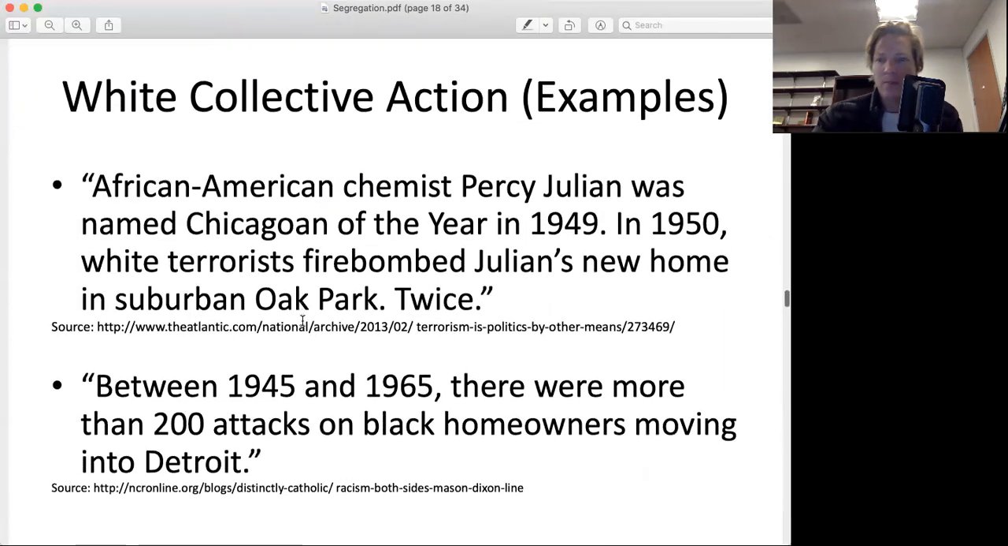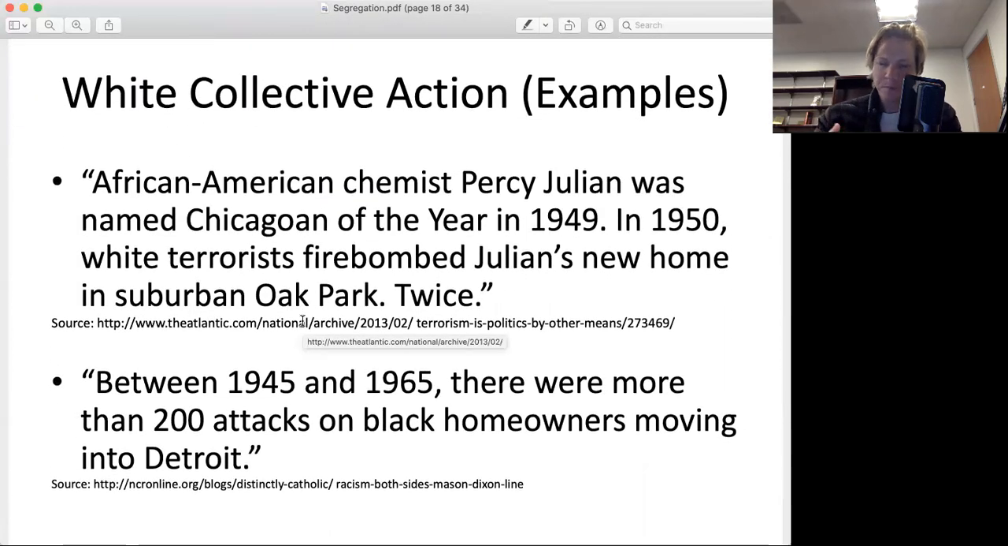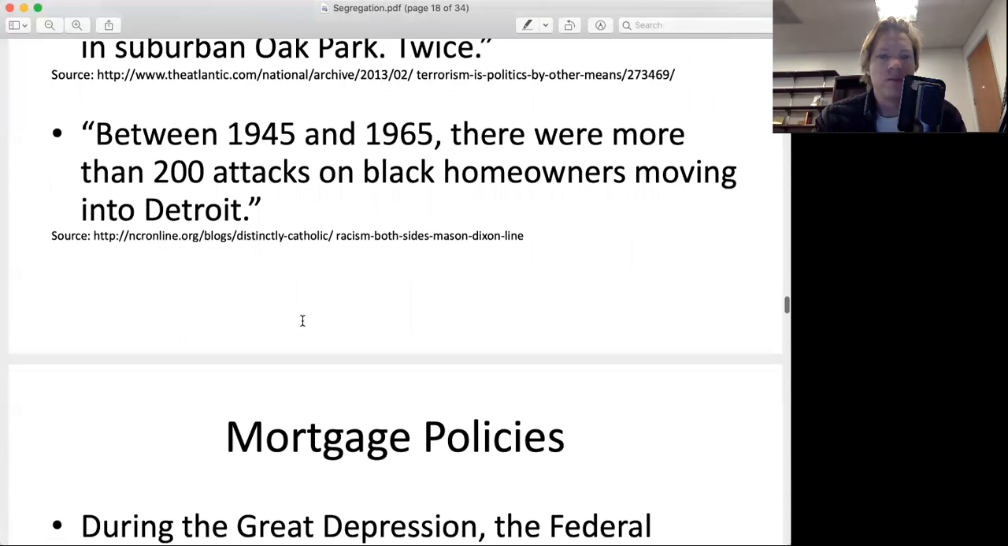Okay, so this is basically collective action. You could think of it as the methods used by whites to keep Blacks out of predominantly white neighborhoods. And this takes a variety of forms, from using the state itself down to vigilante activity.